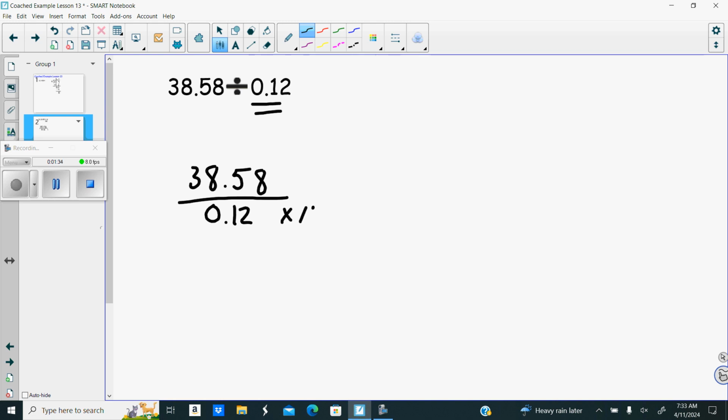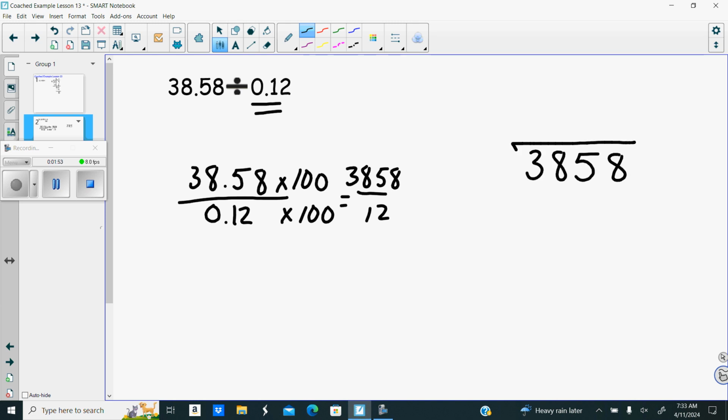In this case, we're going to multiply it by 100, which changes our divisor to 12. And whatever we multiply the bottom number by, we also have to multiply the top number by the same amount. That leads us to have a new problem of 3,858 divided by 12.